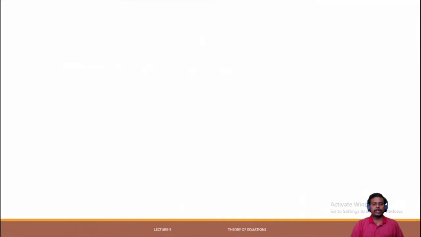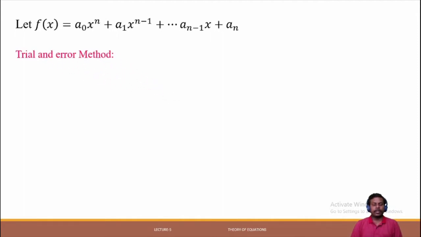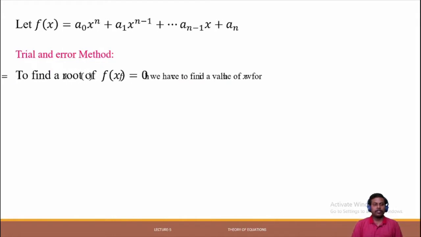Okay, let us consider an nth degree polynomial f of x as shown here. Now we will discuss the trial and error method. Basically, this trial and error method is a method to find a root of a polynomial equation f of x is equal to 0. So what we need to do is find a value of x for which f of x is equal to 0.